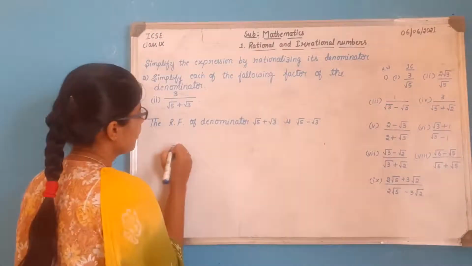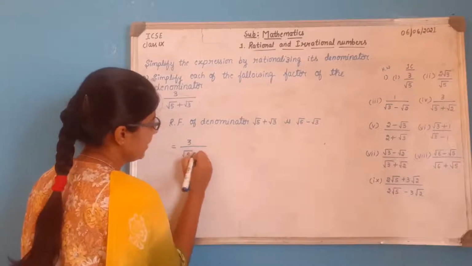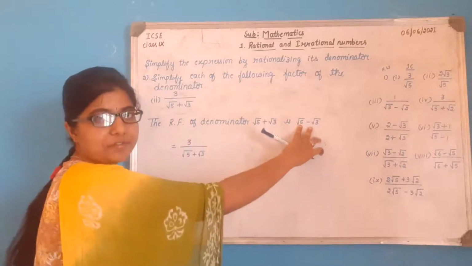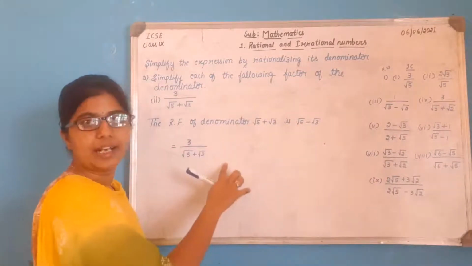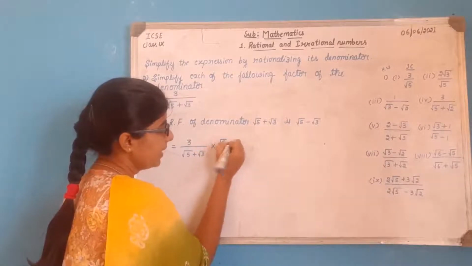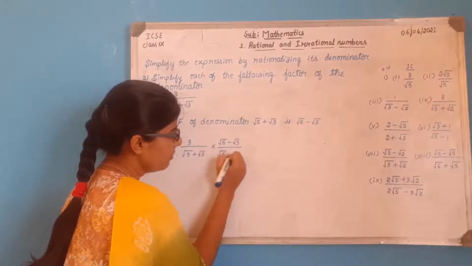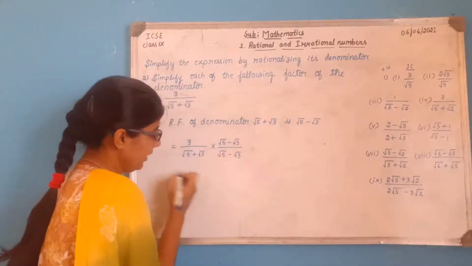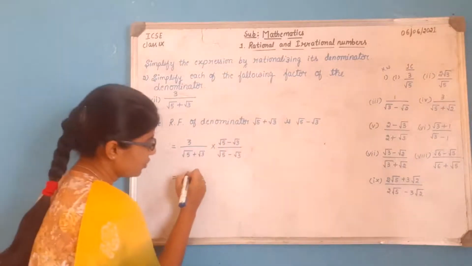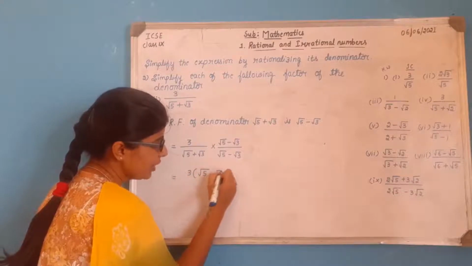So note down the question: 3 divided by root 5 plus root 3, right? Next step is to multiply this rationalizing factor to both numerator and denominator. So root 5 minus root 3 divided by root 5 minus root 3. Now multiply this: 3 into root 5 minus root 3.